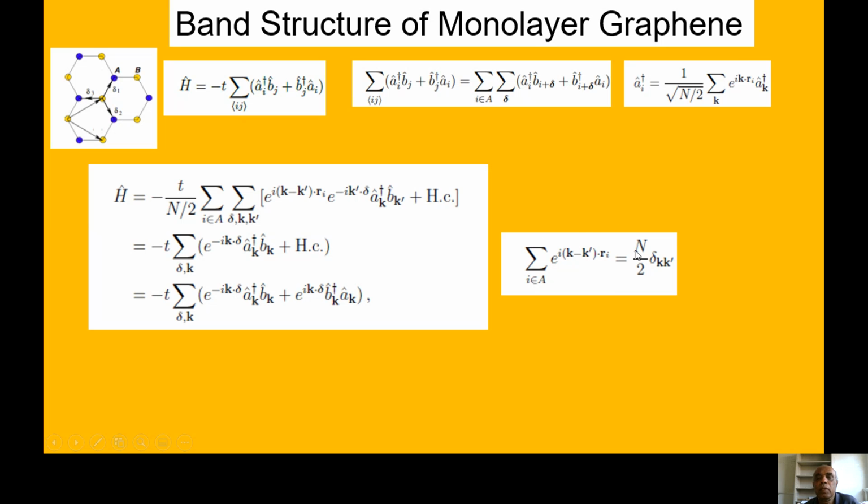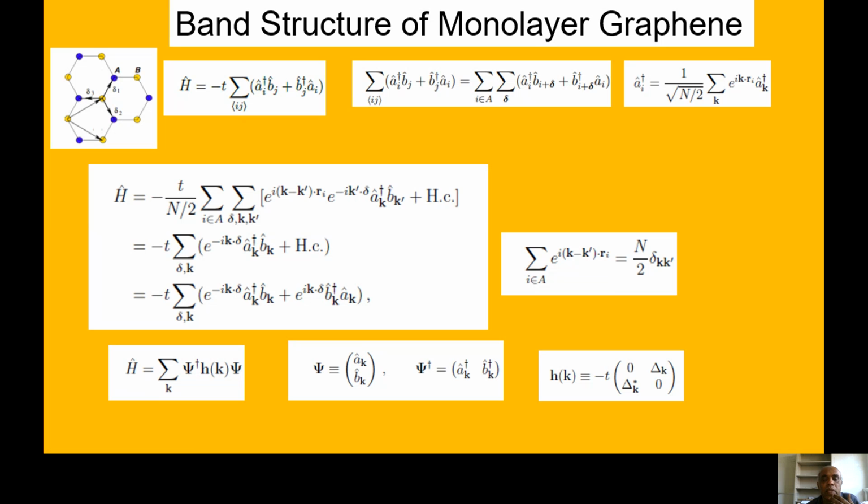So we use this relationship here to get here. So now you can write this Hamiltonian as simply a sum of, if I write some H_k, the matrix element, with some wave function, and this psi wave function you can write as simply this (A_k, B_k), right? So then psi star is this row vector A_k plus, B_k plus. So then your H_k is simply this one. If you write this way, your H_k becomes minus t, zero, delta_k. If you don't really understand this part, just start from here. H_k is given by minus t. So that's all. We know this Hamiltonian.